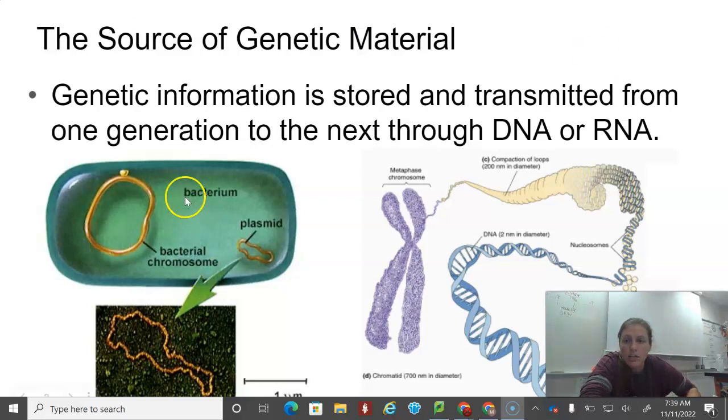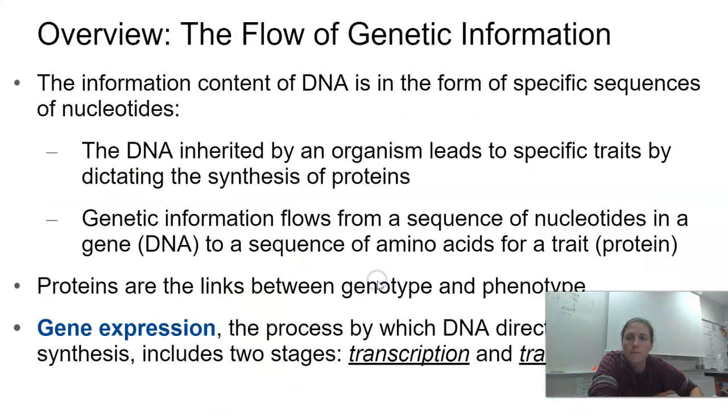And just to remind you, bacteria have a bacterial chromosome, which is called a plasmid. It's circular DNA. It's still double-stranded, but it just is a circle. Versus more complex eukaryotes, they have linear DNA in these chromosomes.